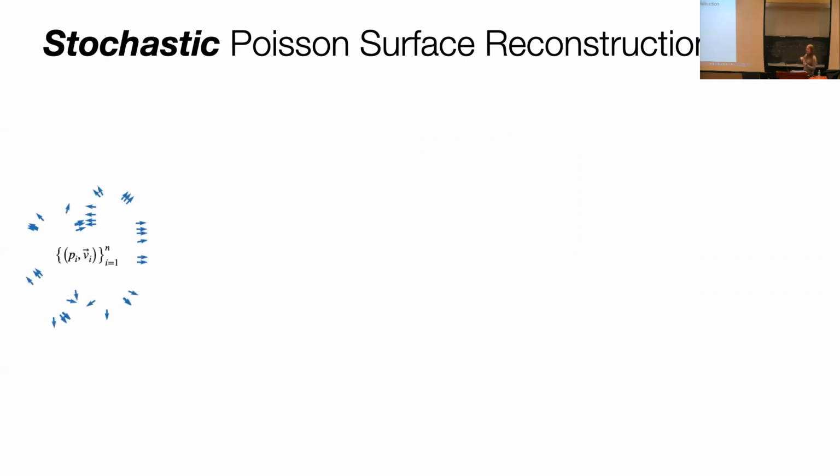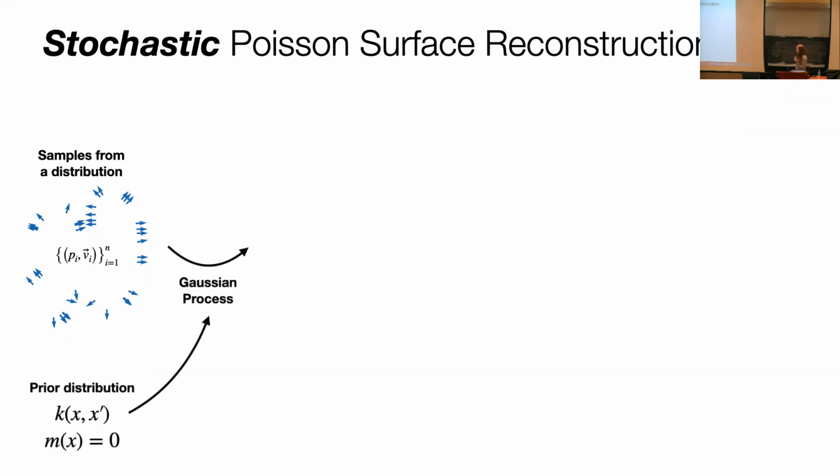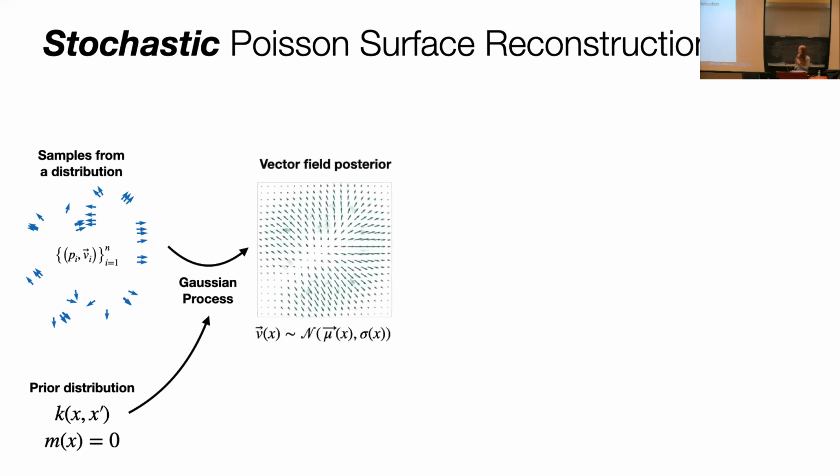The point cloud that we had, the input, it's no longer just a bunch of vectors and points, the output of a 3D scanner or something like that. No, it's samples from a statistical distribution. That's Gaussian. The interpolation step that we had before is no longer an interpolation. It's a Gaussian process with a given prior. And that doesn't give us a vector field. It gives us a vector field posterior distribution.